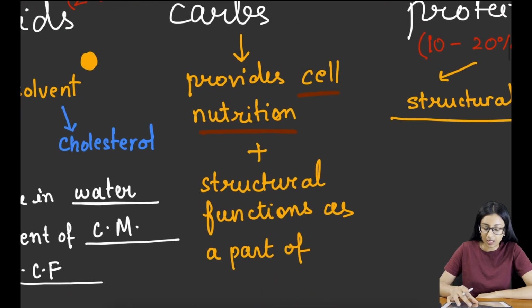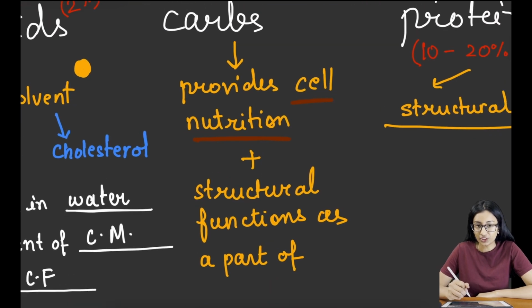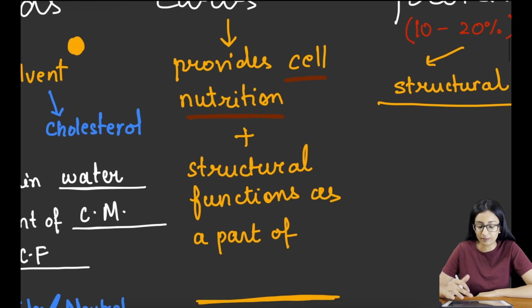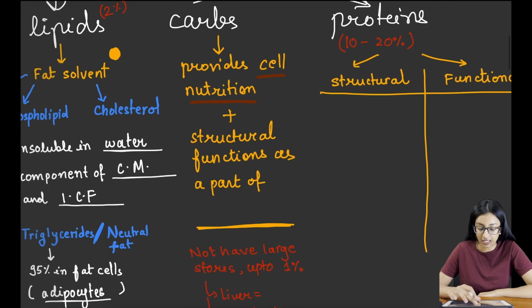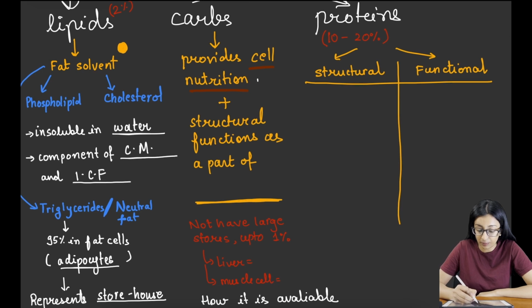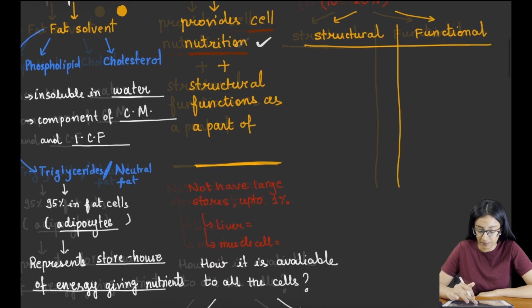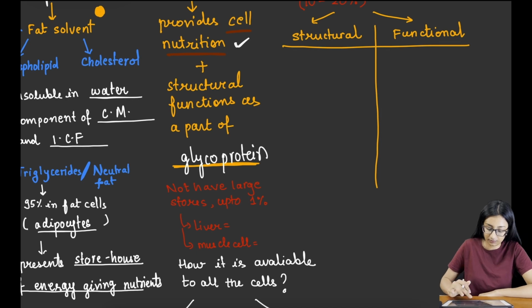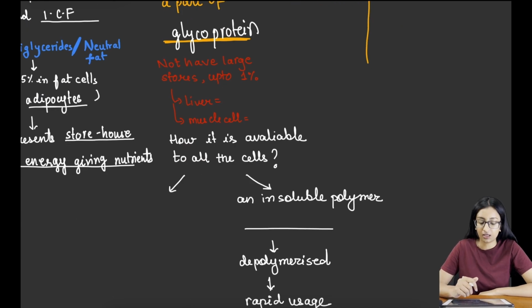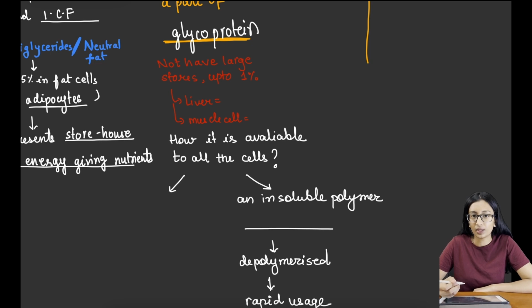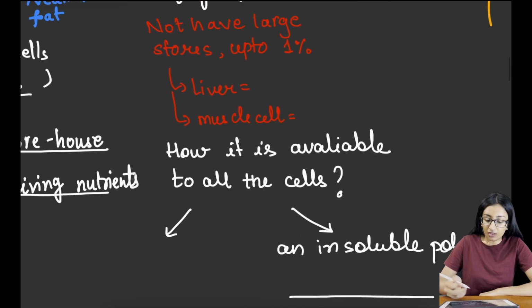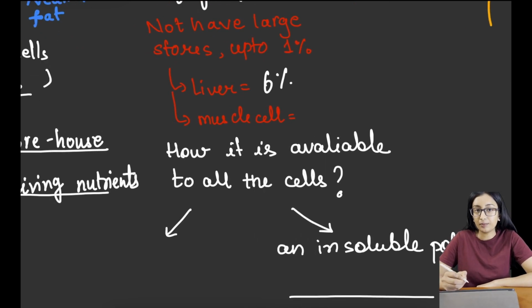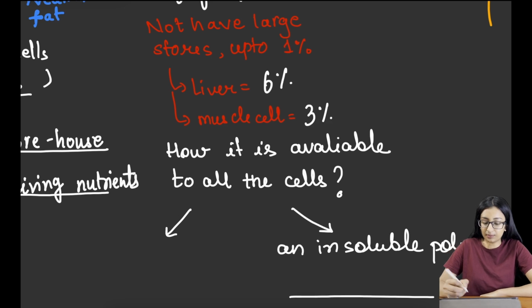The next is the carbs. Carbs provide cell nutrition, like in our food also, carbohydrates provide us with nutrition as well. So same thing for the cell also, they provide the cell with nutrition, and they have a structural function as a part of glycoprotein. Well, they are not present in large stores, but they are only present up to 1%. But in liver, they are present up to 6%. In muscle cells, they are present up to 3%.